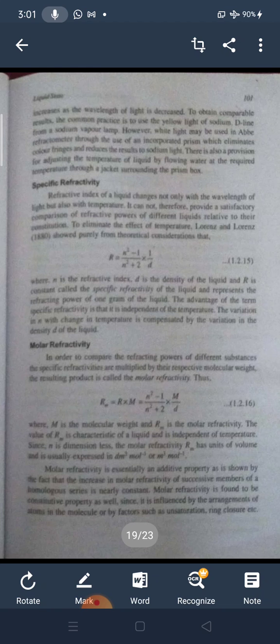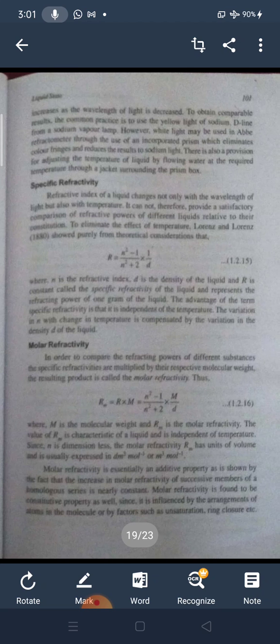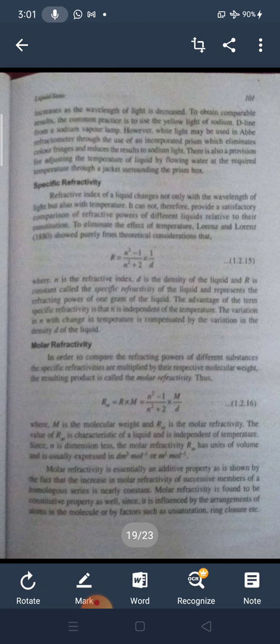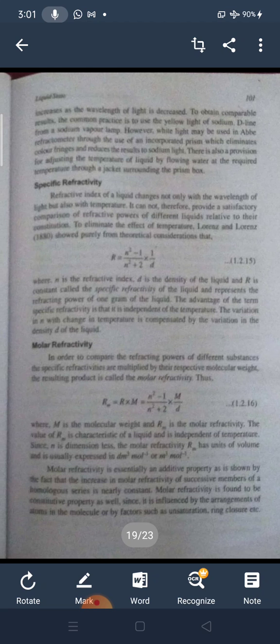The variation of n with the change in temperature is compensated by the variation in the density of the liquid. Molar refractivity is nothing but, in order to compare the refractive power of different substances, the specific refractivities are multiplied by their respective molecular weights. The resulting product is called the molar refractivity. Molar refractivity is essentially an additive property, shown by the fact that the increase in the molar refractivity of the successive members of a homologous series is nearly constant.